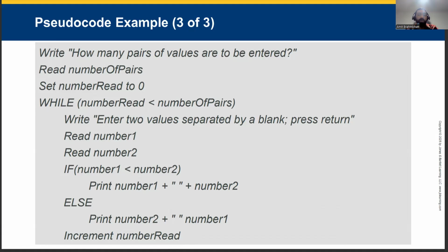Inside the loop, it prompts the user for two values, reads each number, and prints them in ascending order using an if statement. After printing, it increments the counter. This complete example shows how initialization, condition checking, input reading, comparison, output formatting, and updating variables all come together in a single functional algorithm. It's a perfect illustration of structured problem solving in pseudocode.